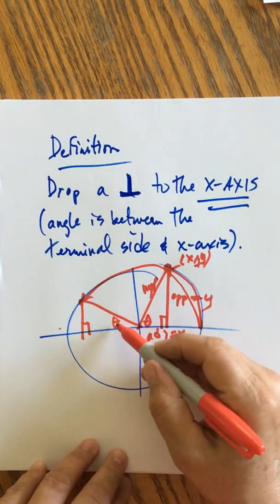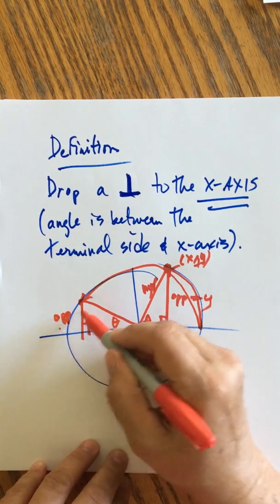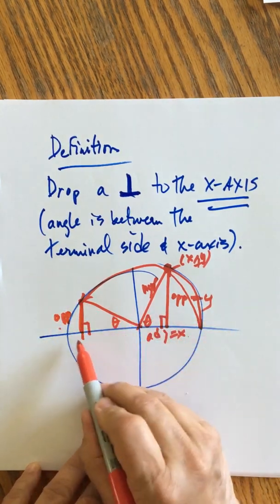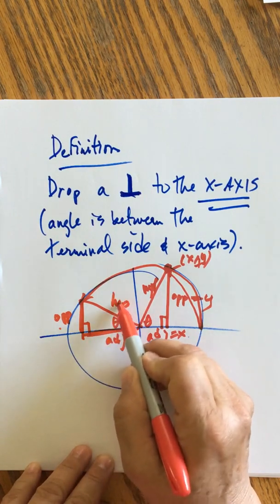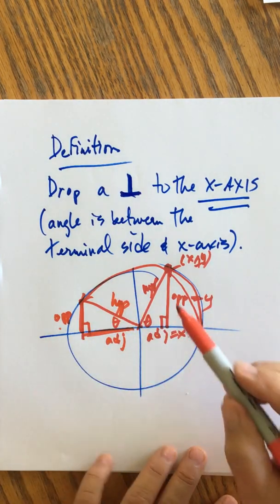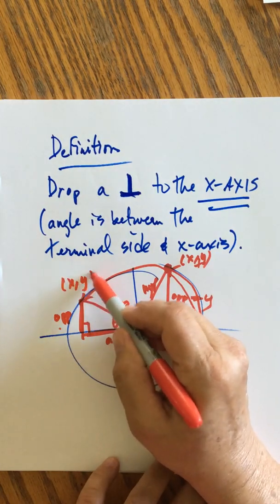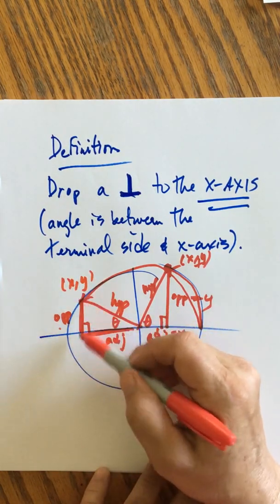So there's my angle. Notice across from the angle is opposite. That's the length of this side. Didn't do it very well. Here's adjacent. Here's hypotenuse, across from the 90-degree angle. And notice again, if I have an x, y, x is adjacent, y is opposite.